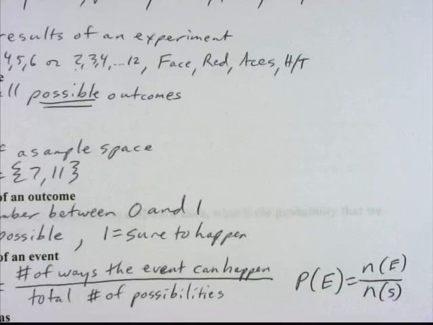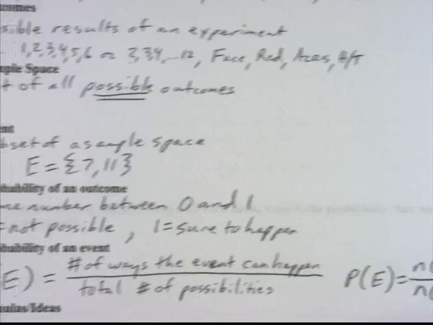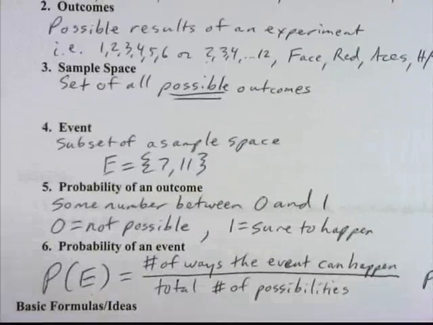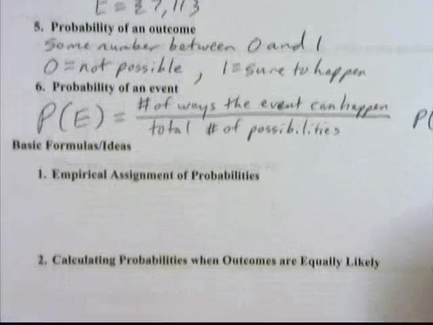Now notice if there's no way that E can occur, you get a 0 over some number. And so that would simplify down to 0. And that's a not possible situation. If the number of ways that E could happen is the same as the total number of possibilities, then you have something that's sure to happen. Alrighty? Okay, so that's the formula we're going to use as we start working through the idea of probability.